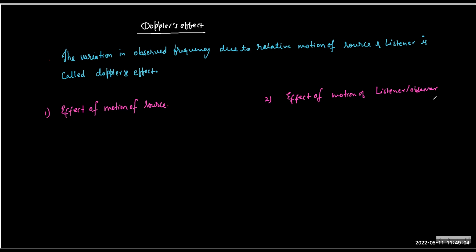Now, why do I use the word observer? Because the Doppler effect can also be used for light, not only for sound. So it is for light as well as sound. Let's see the first effect, which is called the source effect.